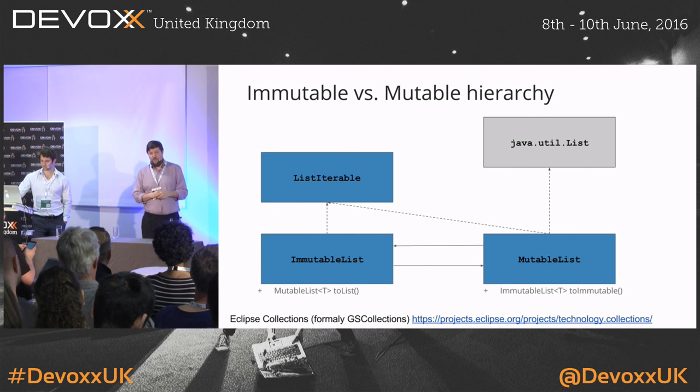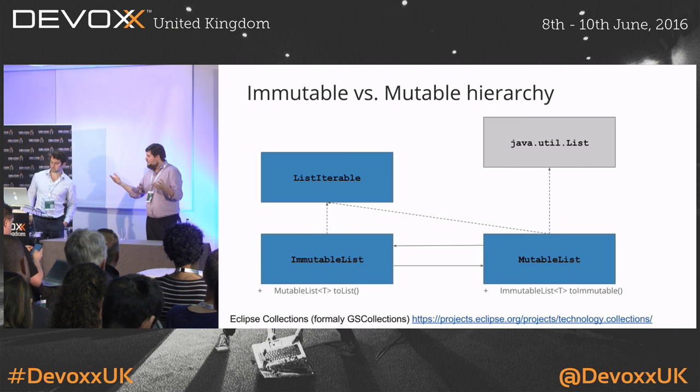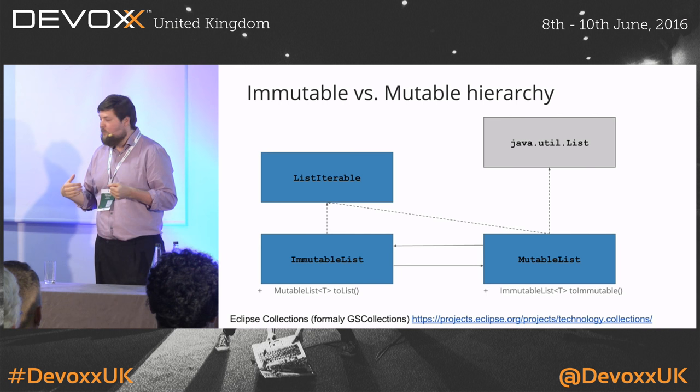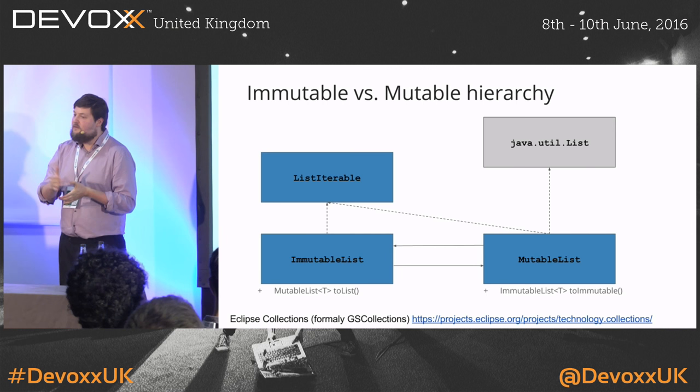In the case of a mutable list, you're adding an element to yourself. You could return a Boolean like the collections API does, or you could return void or something like that. You are changing yourself, so you don't need to give a reference back to anything. Whereas with the immutable version, because you're returning a new list, you need to return a different type. You need to return some kind of, in this case, ImmutableList of T.